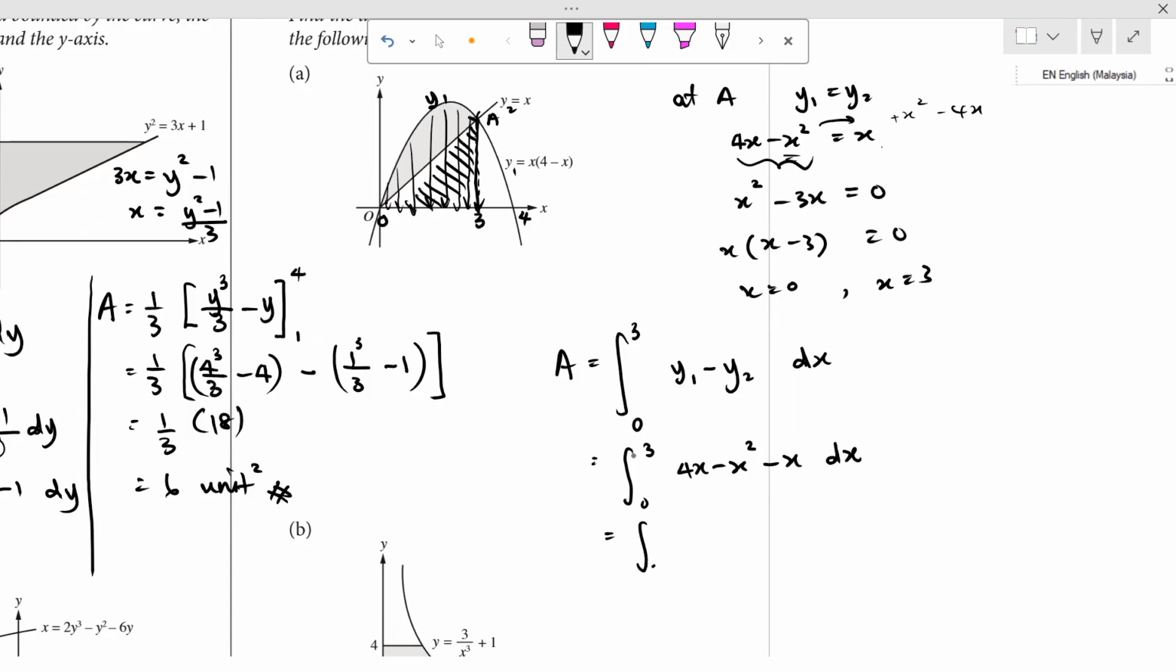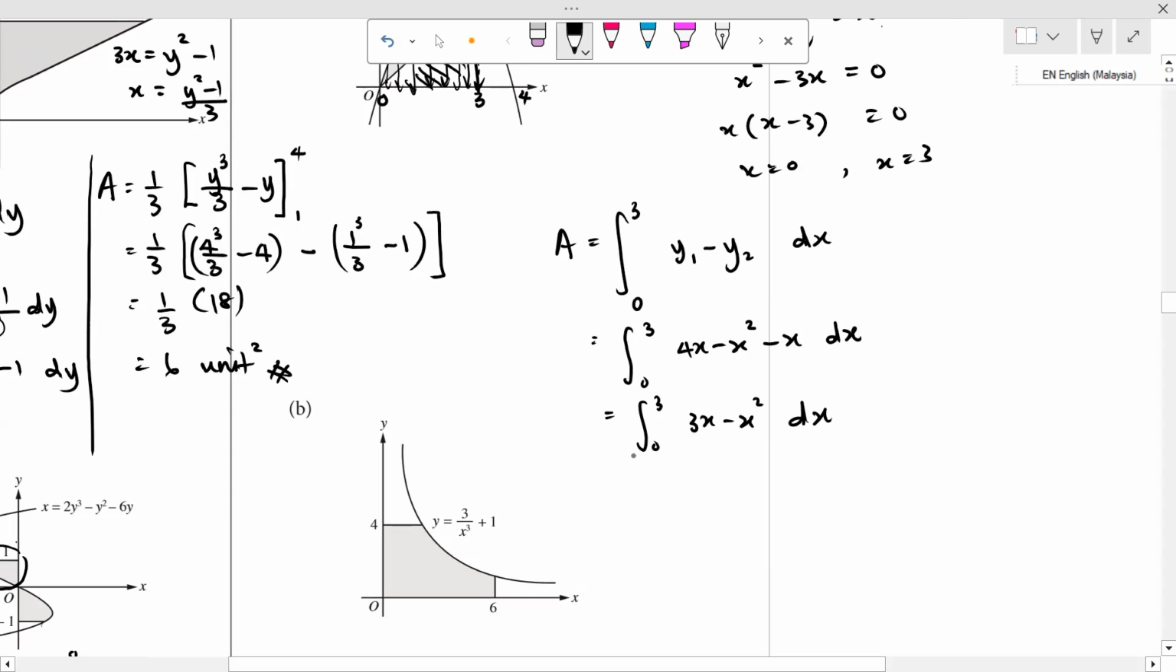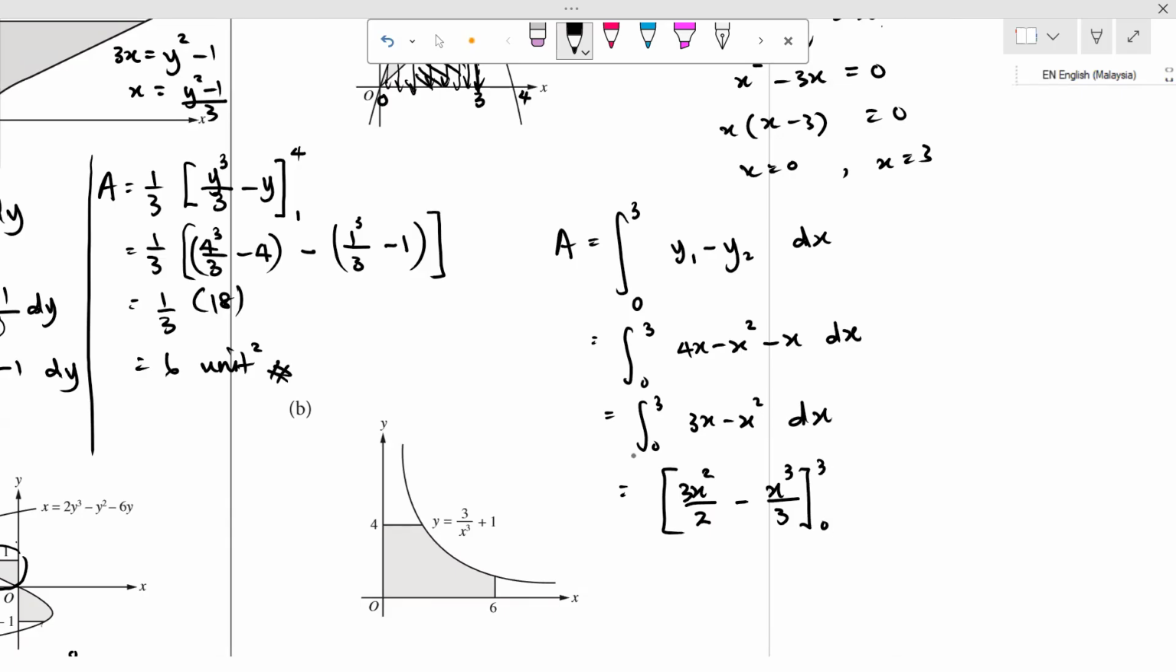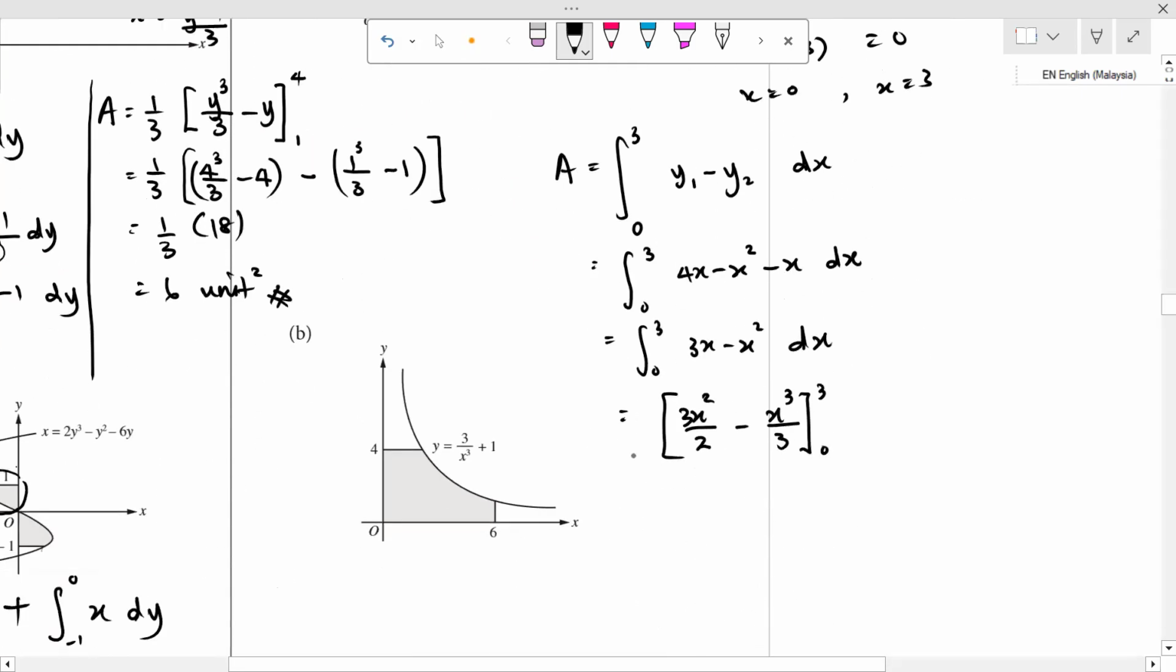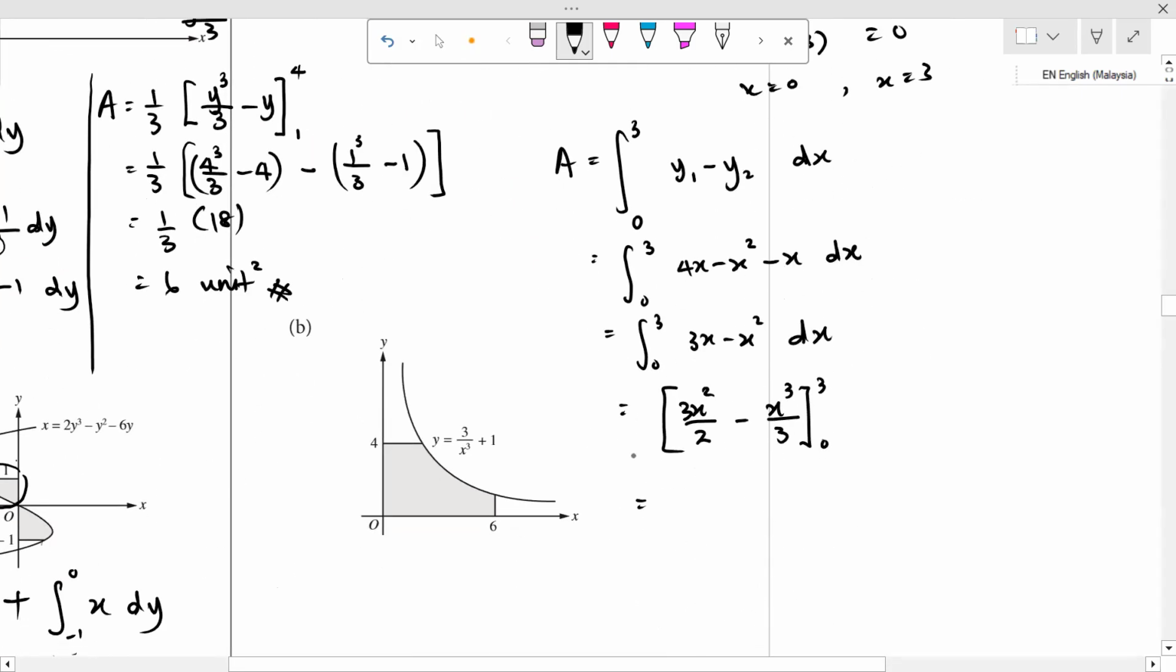And therefore, no rush to integration yet until we get everything ready. Okay. Now it's already simplified. Group the like terms already. Now we integrate. So we will have 3x squared over 2 minus x cubed over 3 with the boundary 0 to 3. Yep, correct. Then sub in. 3 times 3 squared over 2 minus 3 cubed over 3.